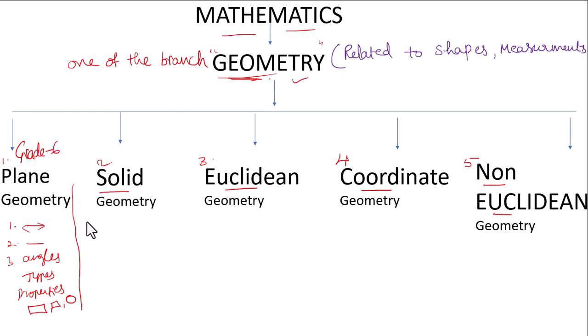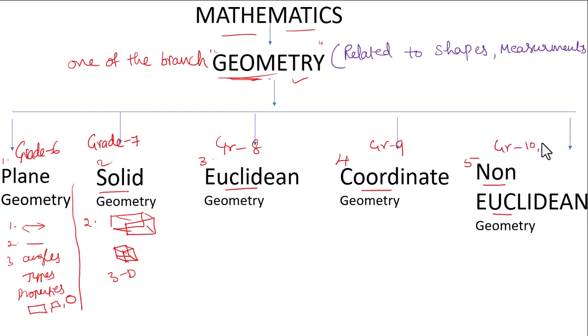And you said other examples like cuboid, cube, and more about 3-dimensional figures. That we will learn as solid geometry in grade 7. And in grade 8, grade 9, grade 10, 11, 12, we will learn in higher classes these things. Whenever it comes, I will explain to you what it is.